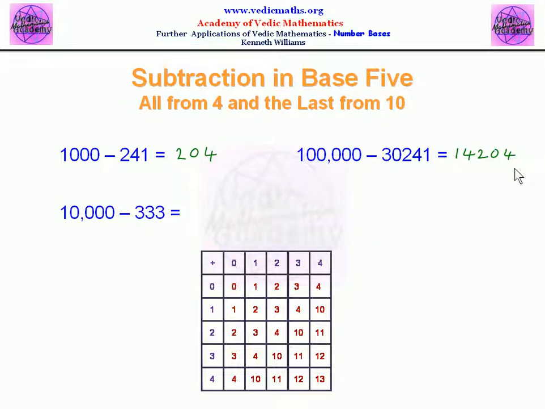Here we've got 4 zeros and 3 digits. So we need to think of this as being 0333, in order to have the same number of figures here as the number of zeros here. So 0333, applying the sutra, we take the 0 from 4, which is 4, the 3 from 4, which is 1, 3 from 4, which is 1, and 3 from 5, which is 2.